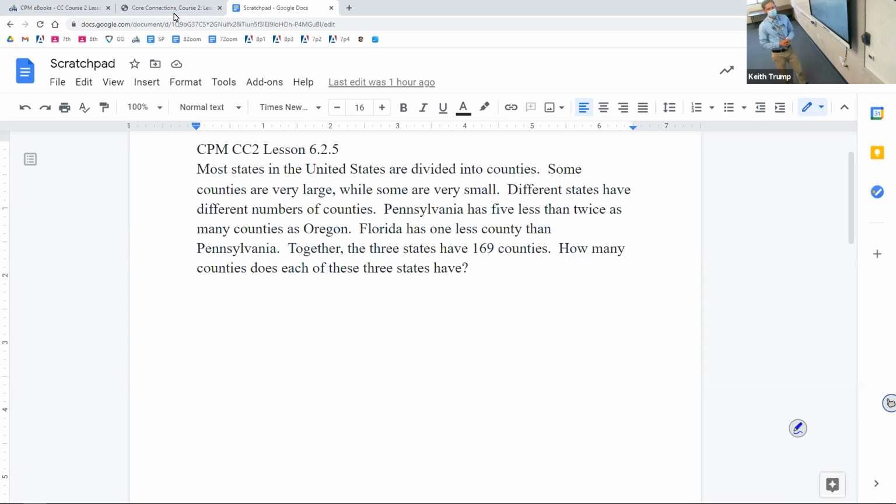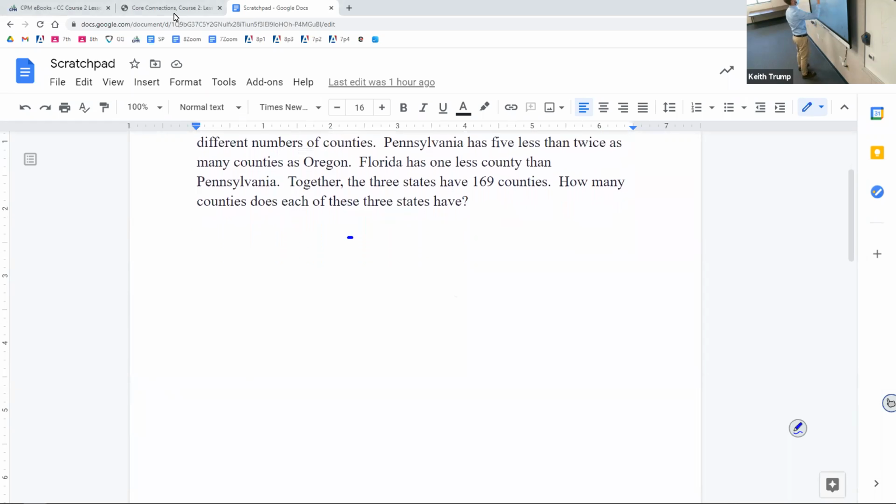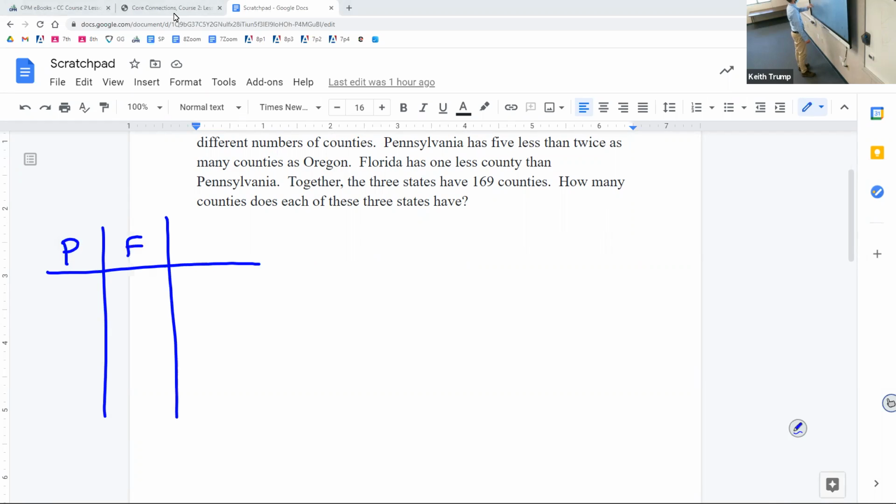So there's a lot of information here, but I'm going to use a 5D style table. Not exactly the 5D process, but similar to it to help me out here. So let's see, Pennsylvania has 5 less than twice as many counties as Oregon. So I've got these 3 states. I've got Pennsylvania. I'm going to move this up actually, so I have a little more room to work. I've got Pennsylvania, I've got Florida, and I've got Oregon.